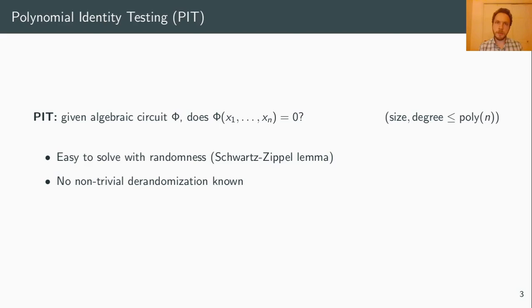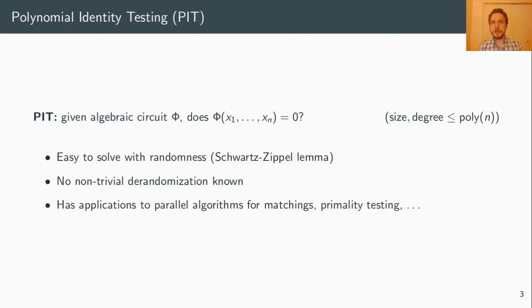And it turns out that PIT has a number of uses throughout theoretical computer science, two of which include the design of fast parallel algorithms for your favorite matching problem on graphs, and the design of efficient deterministic algorithms for primality testing. There are a large number of works concerned with de-randomizing PIT in various restricted settings, but in this talk, I want to focus on de-randomizing PIT for general circuits.